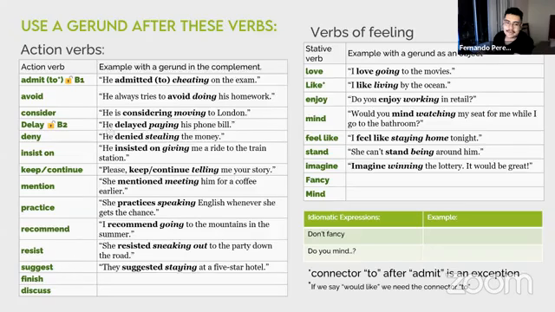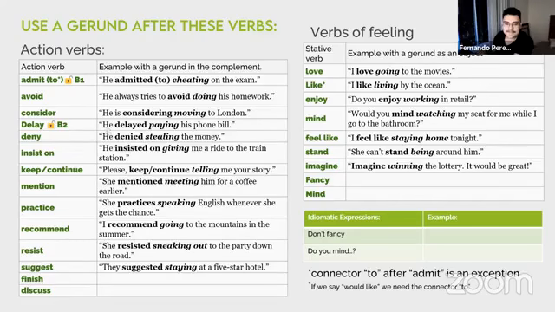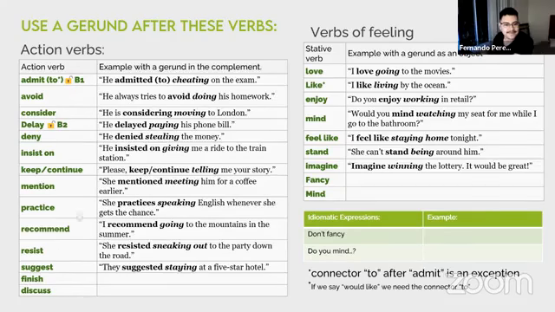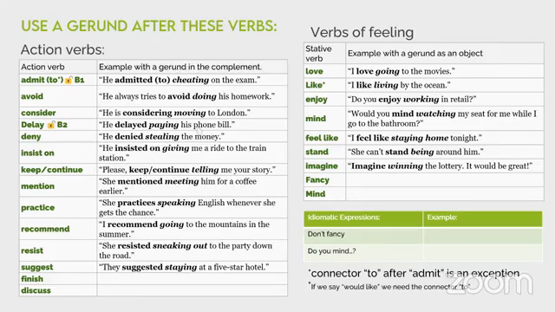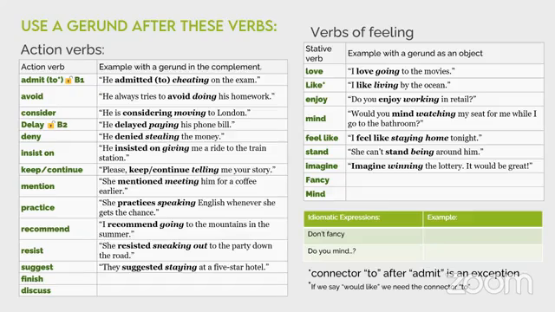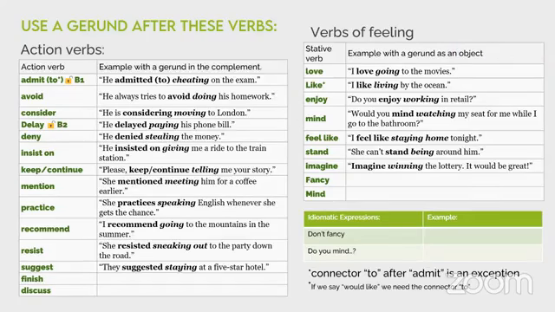Read this example. Read it out loud. I didn't hear you. Okay. Read the example. He delayed paying his phone bill. Exactly. You see that the ing affects the second verb, not the first. The first is the context of the conversation. The second is the activity. Find an example like this.